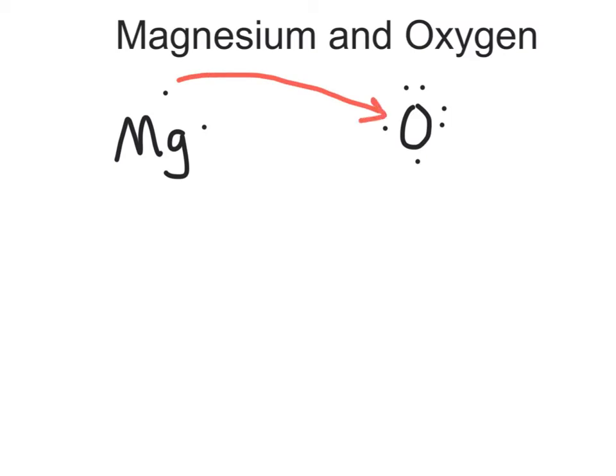So 1 electron moves over here. The second electron moves over here. All right, so we've been able to get rid of both of magnesium's electrons. Oxygen now has 8, because we have the 1 that moved from magnesium there and the second one that moved from magnesium right there. So when we write our formula, we have MgO, because if we look up here, we had 1 magnesium and 1 oxygen.